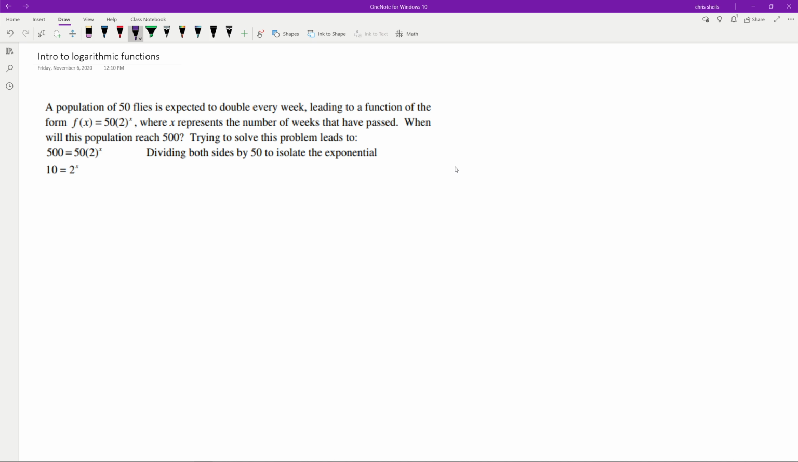Well, if we try to solve this problem, we get 500 equals 50 times 2 to the x, right? We have 500, which is our final amount, is equal to 50, which is our initial amount, times 2, because we are doubling every week, to the x power. If I divide both sides by 50, I get that 10 is equal to 2 to the x.